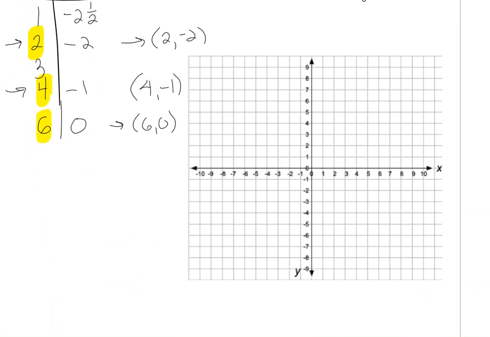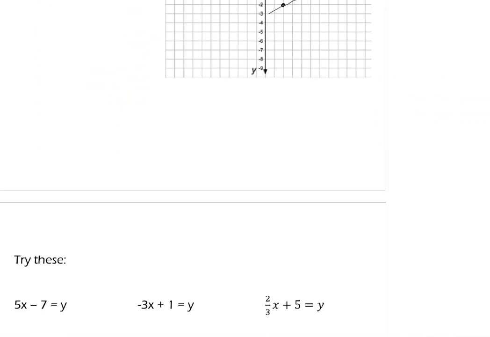Okay, so when I go to take a look at this one, this time I'm going to go over 2 and down 2. There's my first coordinate. Over 4 and down 1. And over 6 and down 0. And once again, they all line up. So I feel really good about the math that I've done, and that's what that linear relation looks like.